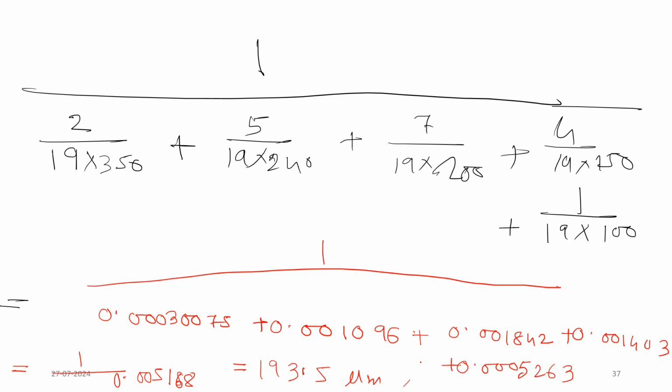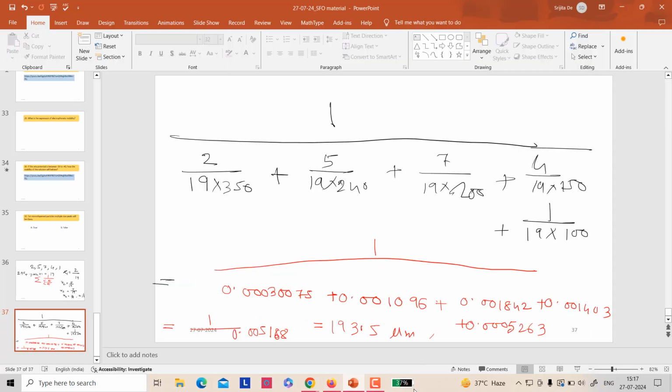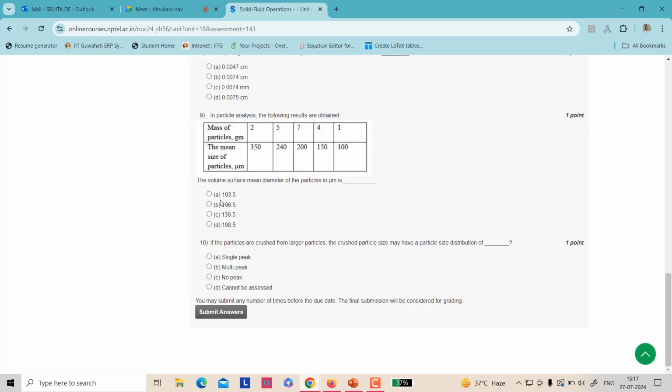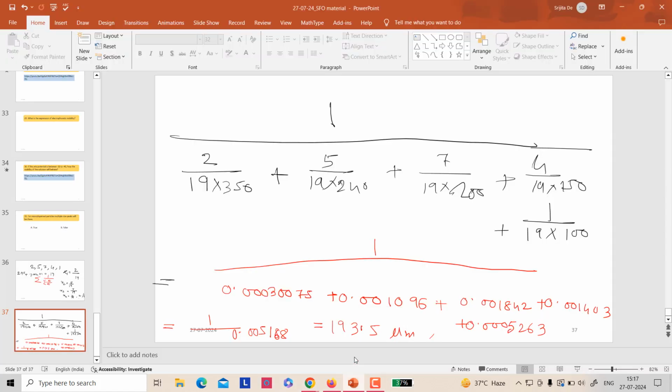No, you are doing something, maybe some mistake. So the answer is 193.5. Yes. Okay, thank you, ma'am. Okay. So you understood your mistake, where you are doing mistake? Yes, yes, ma'am. Okay. Fine. Any other question?